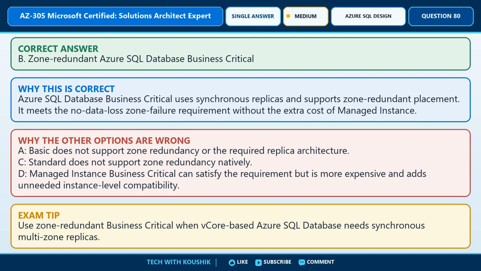The alternatives can be eliminated because A, Basic does not support zone redundancy or the required replica architecture. C, Standard does not support zone redundancy natively. D, Managed Instance Business Critical can satisfy the requirement, but is more expensive and adds unneeded instance-level compatibility.